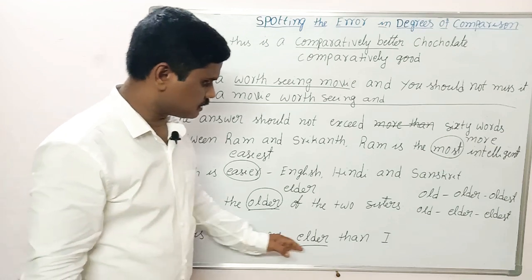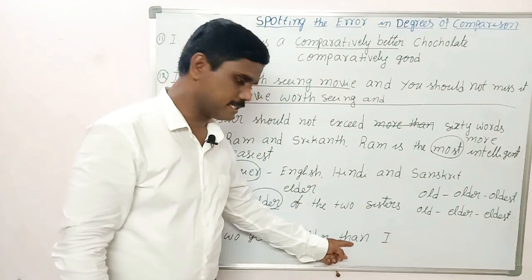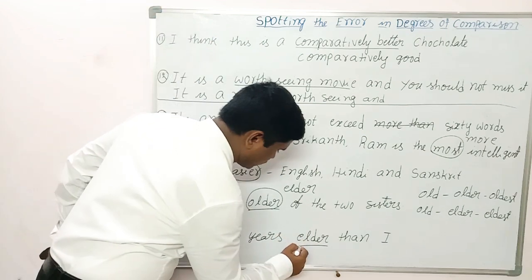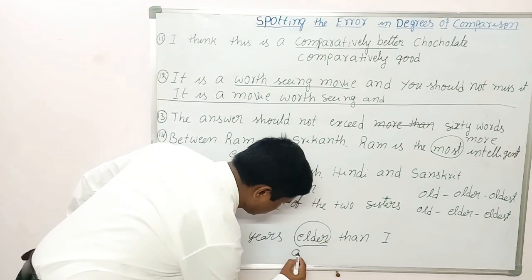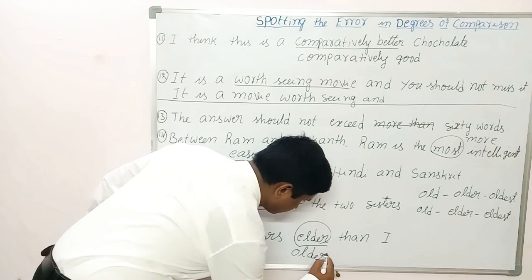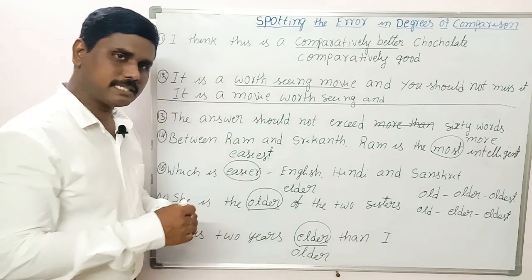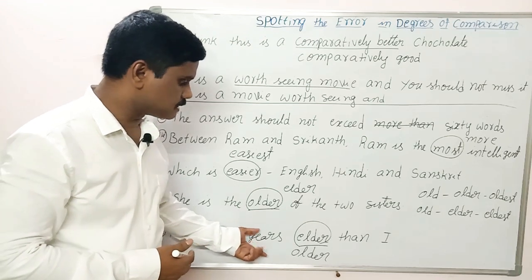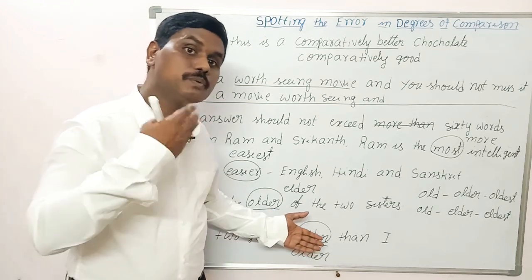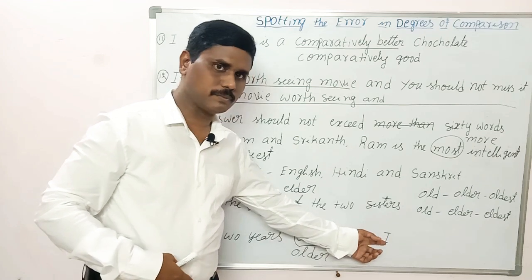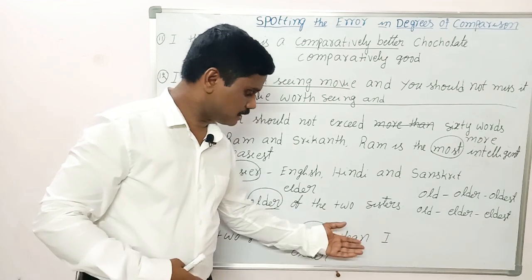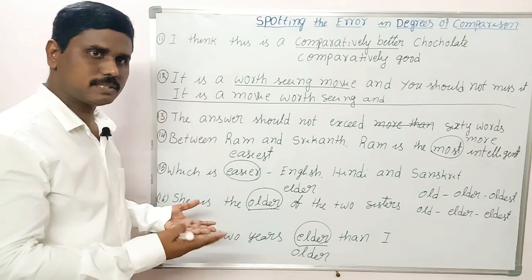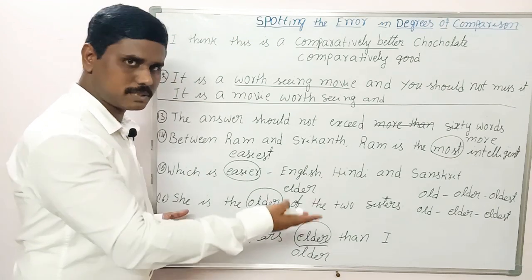He is 2 years elder than I. Already than is there, so before than we should not use elder. So the correct answer is older. The correct answer is: older than I. Otherwise we can express it in another way: He is 2 years elder to me. Then I also has to change to me, but actually this is the correct one, because when the relation is known, if we know the relation, then we use that sentence.